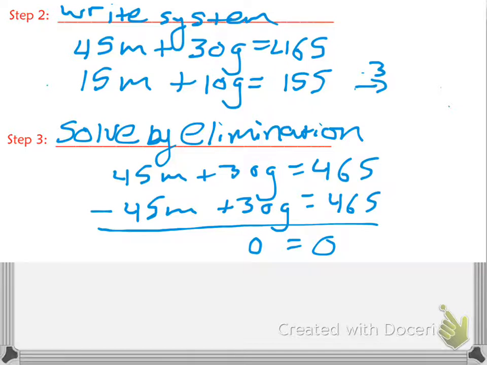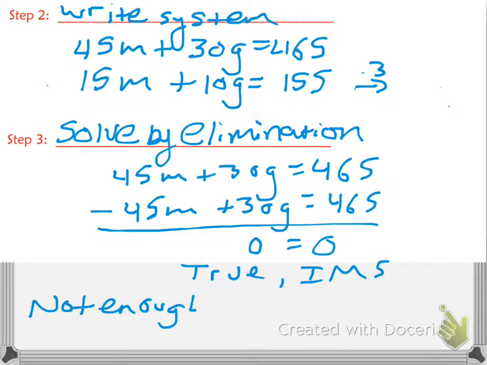So because this 0 equals 0 is true, from the information I have set up, I have infinitely many solutions. Now we know that's not the case. There can be an infinite number of prices for these things, so we're just going to say not enough info provided to solve. Because that's the context of this real-world problem, we know that there's only going to be one price for each of those types of things.